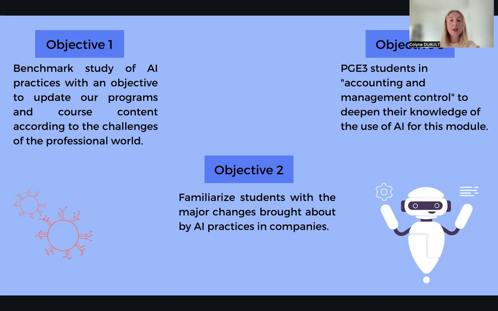Our second objective is to familiarize students with the major change brought by AI in companies. We will use the sequence model. First, we need to remove any preconceived idea about this disruptive innovation. To implement this change, we are going to set up a working group and use the interpersonal level to carry out case studies once a month, directly linked to the major change brought by AI.